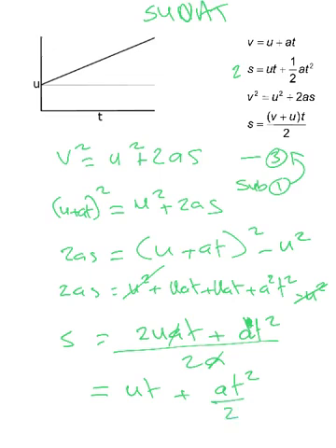And now I'm just looking up, is that correct? Always check when you're doing this. s equals ut plus half at squared, boom. That's number 2.